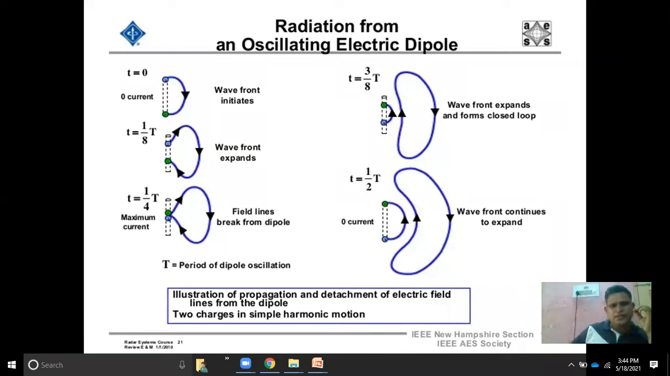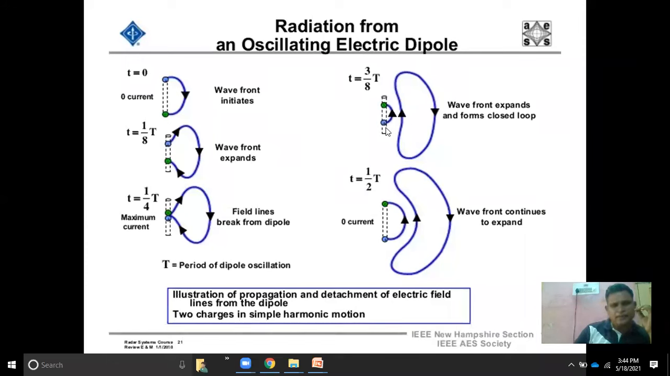Okay, see here, these two charges, now the negative charge is coming this side and the positive charge is coming the other side. Let us see here. The wave front that was generated, this electromagnetic wave front, will be separated from the antenna and it will move away from this antenna.